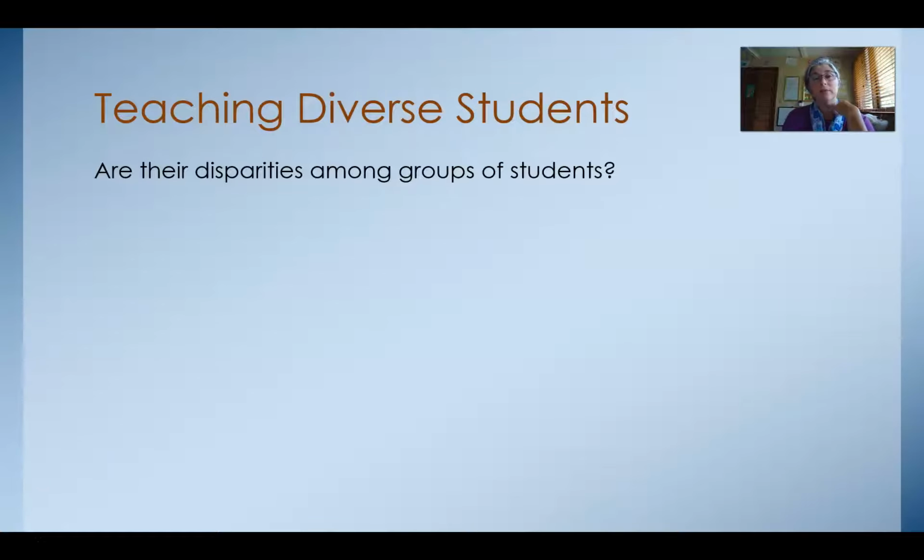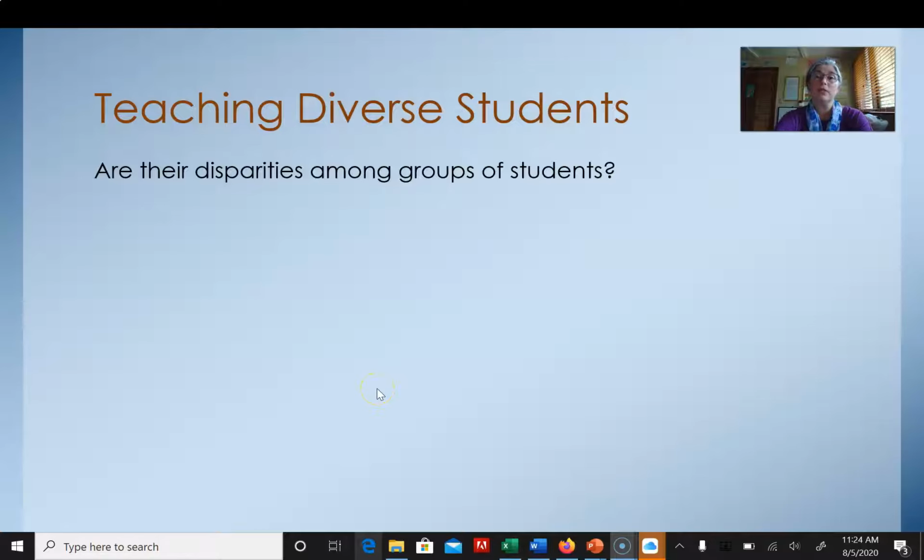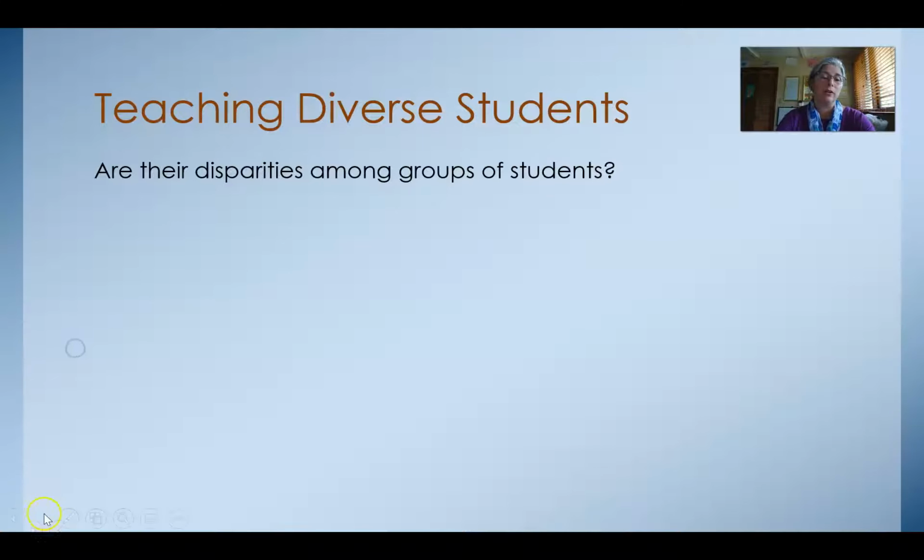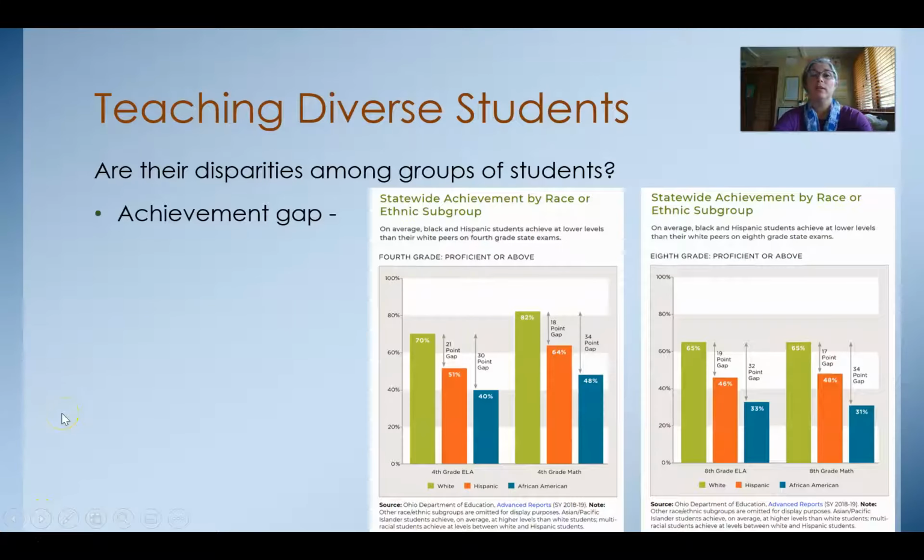Okay, let's continue. When it comes to teaching diverse students, there's some important things you need to know about the disparities that can occur among your groups of students. We call this the achievement gap. The achievement gap is the difference in academic attainment occurring between your white students and your minority students. Please look at the data below.